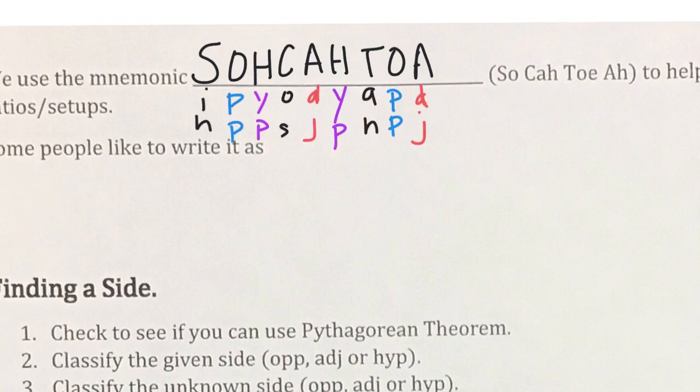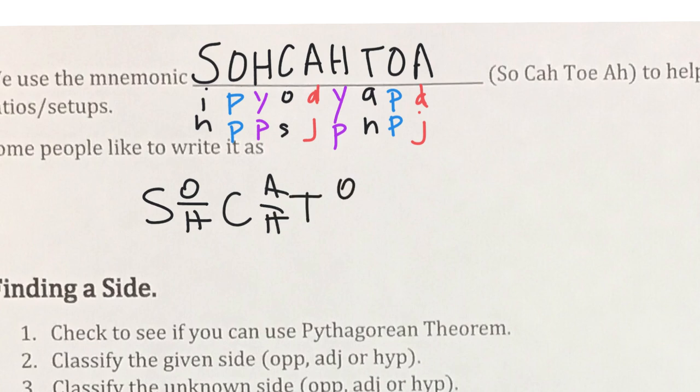So it can look like that. I think everybody writes it like that. I guess maybe it could look like this: sine is opposite over hypotenuse, cosine is adjacent over hypotenuse, tangent is opposite over adjacent. That looks pretty busy, but that is how we're going to write our ratios anyway. So SOHCAHTOA.